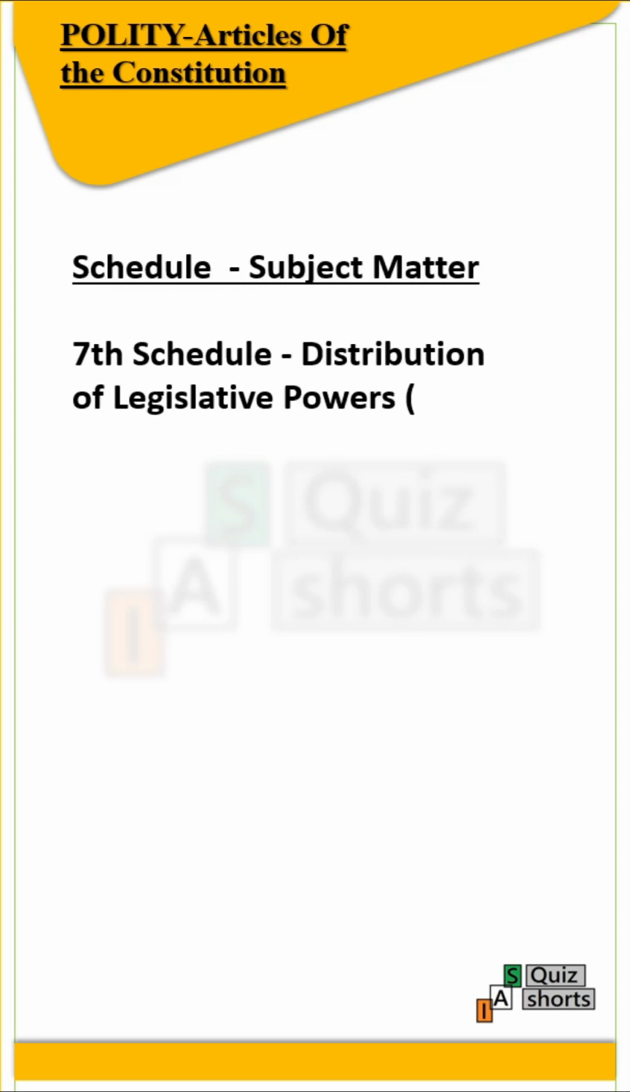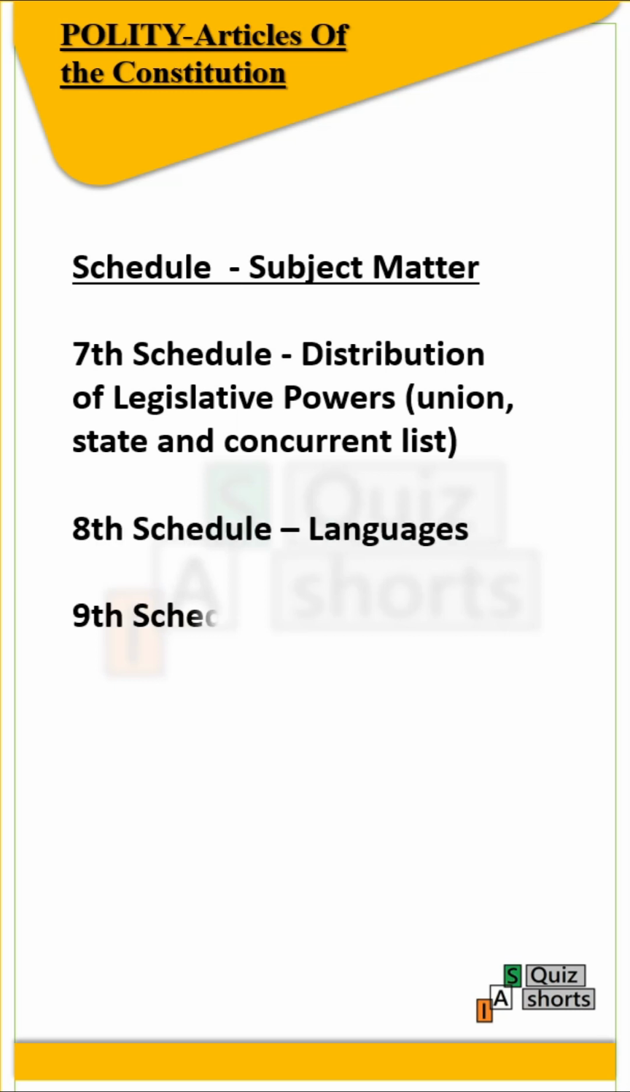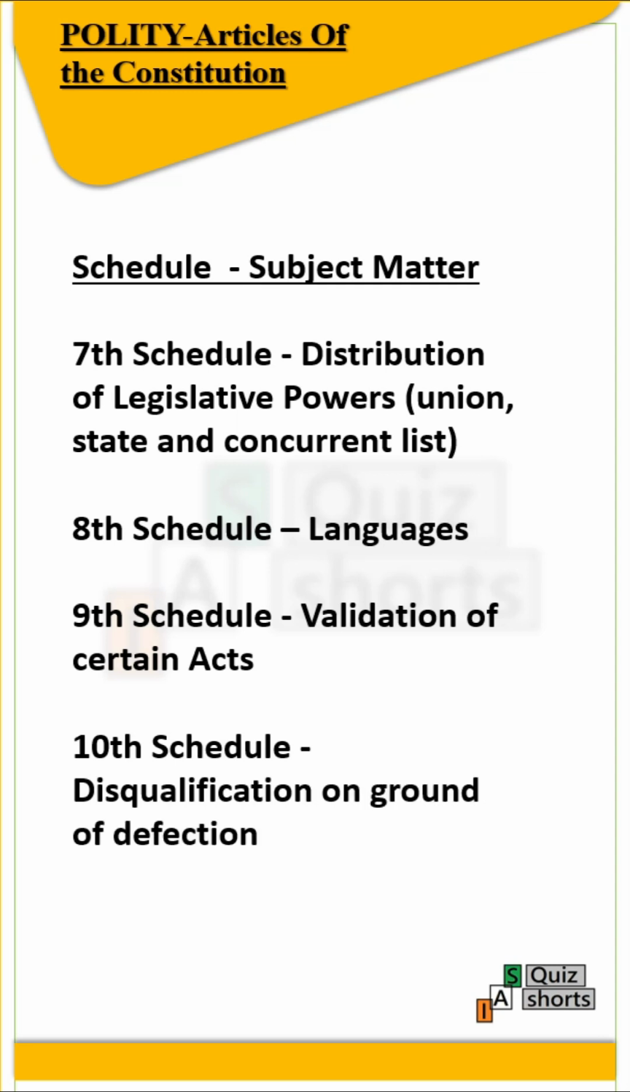Seventh schedule, distribution of legislative powers, union, state and concurrent list. Eighth schedule, languages. Ninth schedule, validation of certain acts. 10th schedule, disqualification on ground of defection.